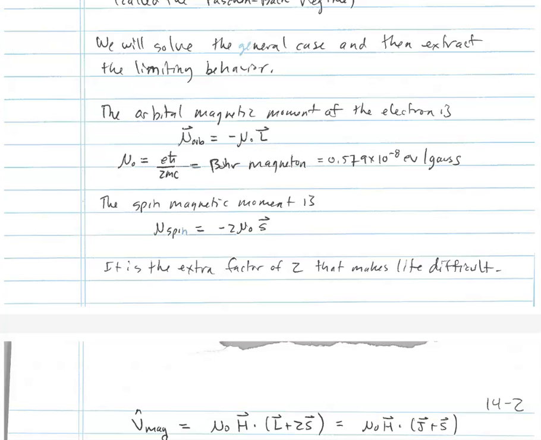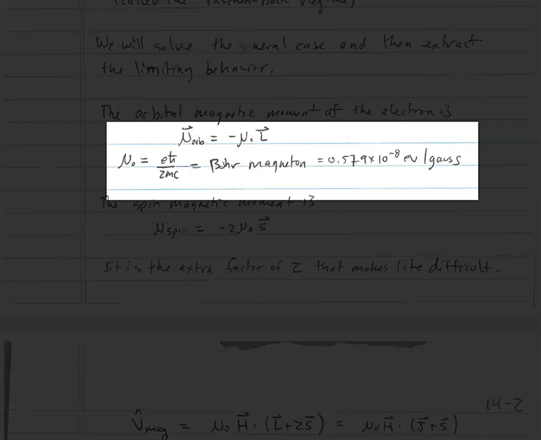So we have an orbital magnetic moment of the electron, which is given by minus mu zero times L, where mu zero is equal to eħ over 2mc. We're using this normalization from Gottfried, where the angular momentum is dimensionless and the ħ comes out and goes into the constants like mu zero. That's called the Bohr magneton, and it has a value of 0.579 times 10 to the minus 8 electron volts per Gauss. Now you should recognize that that's a pretty small number.